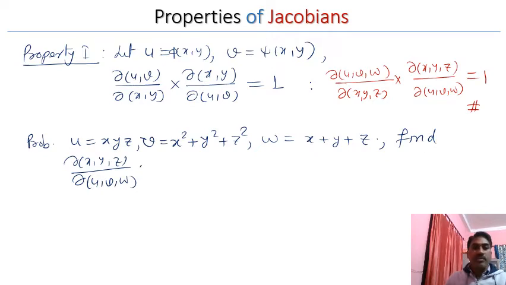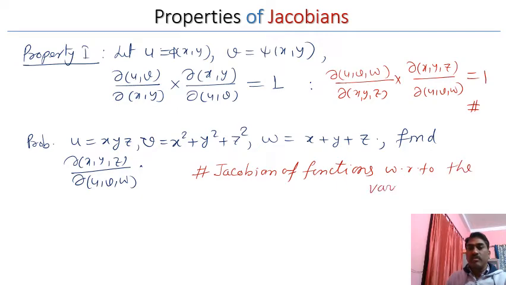You can see that because u, v and w are functions of x, y and z, we cannot directly find the Jacobian of x, y, z with respect to u, v, w, but we can find the Jacobian of u, v, w with respect to x, y and z. So as a thumb rule, we will remember that the Jacobian that we can find is the Jacobian of functions with respect to the variables. This is a thumb rule to remember. The functions are u, v and w, so we will find the Jacobian of functions with respect to variables. The variables are x, y and z. So let us calculate it.